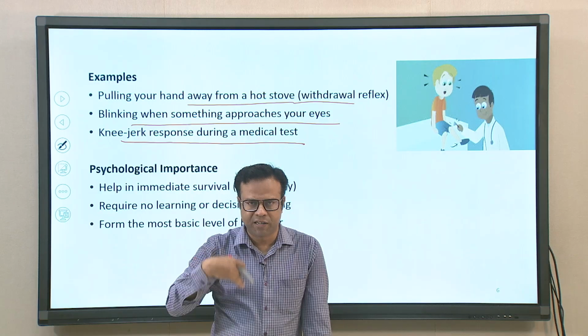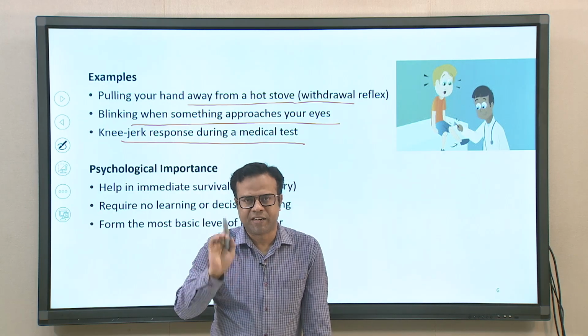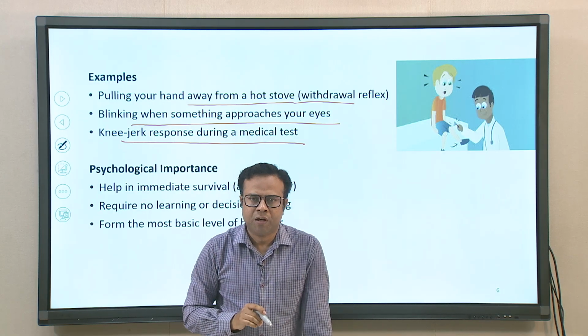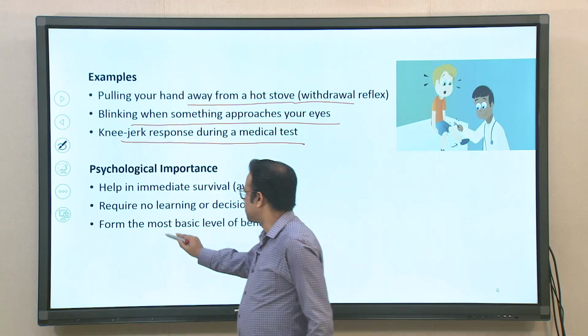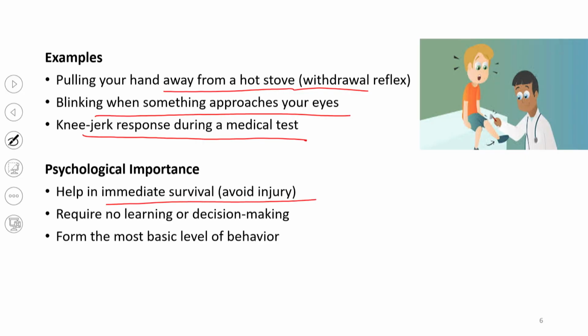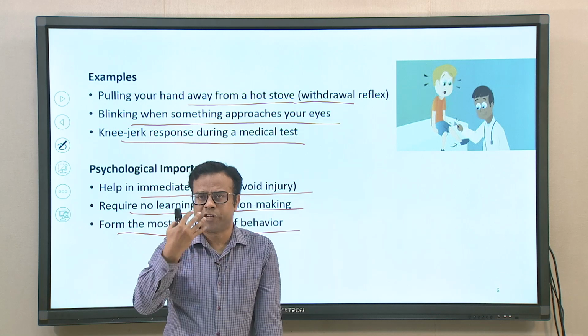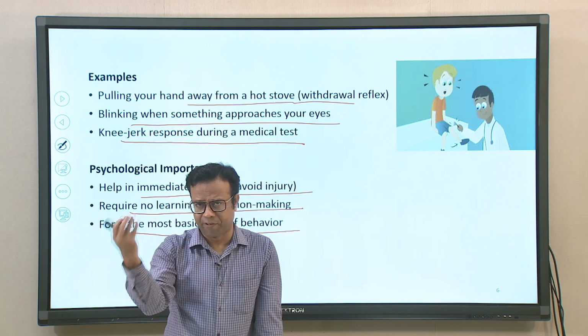These are automatic, inbuilt in our system, mostly present from birth itself. Okay? They are very important for survival, help in immediate survival, avoid injury, and require no learning or decision making. These are the most basic level of behavior, programmed in our biological system. So, these are examples of reflexes. Sometimes we respond to environmental stimuli using reflexes.